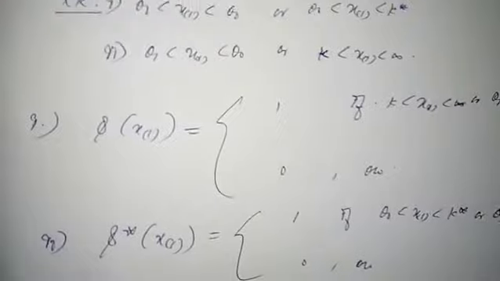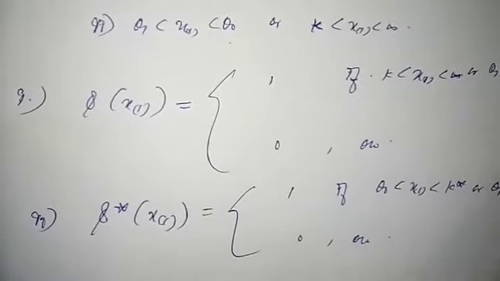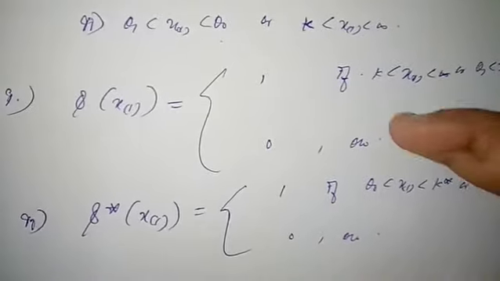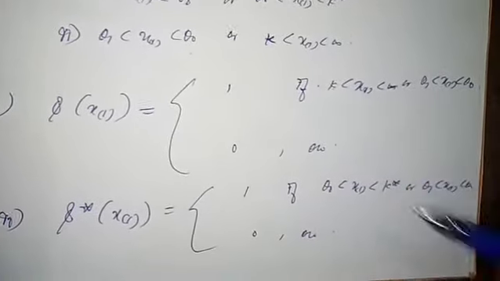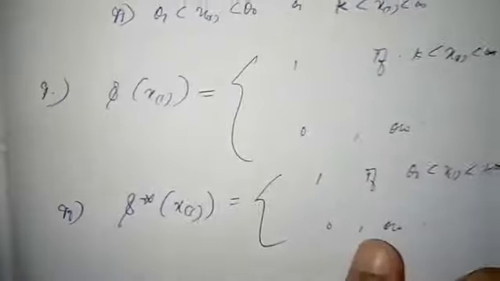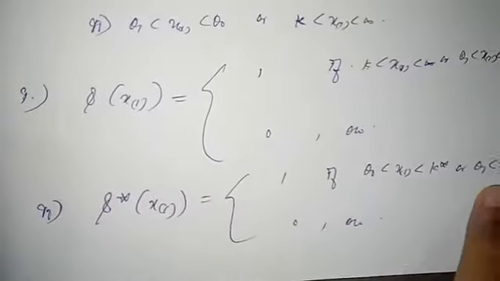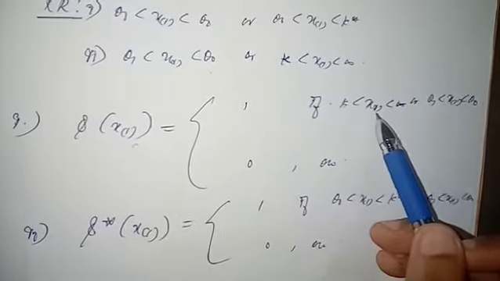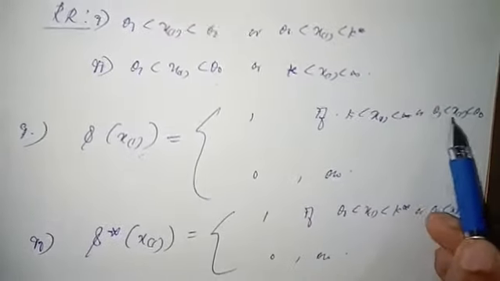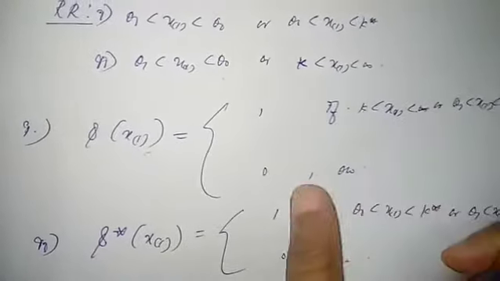Then using these test functions we have to obtain the size of the test and the power of the test for each test function. Also we have to find the values of k and k star. So we will go through the first one, that is phi of x1 equal to 1 if k less than x1 less than infinity, or theta 1 less than x1 less than theta naught, and 0 otherwise. So we will find out the size of the test in the first case.